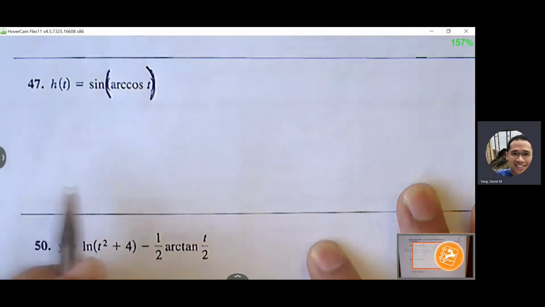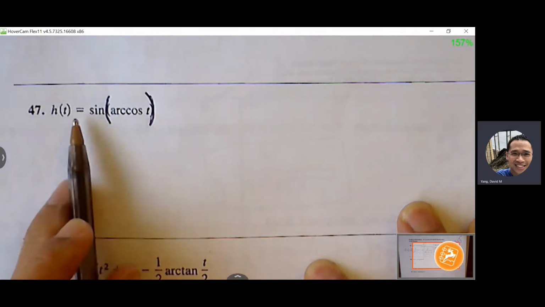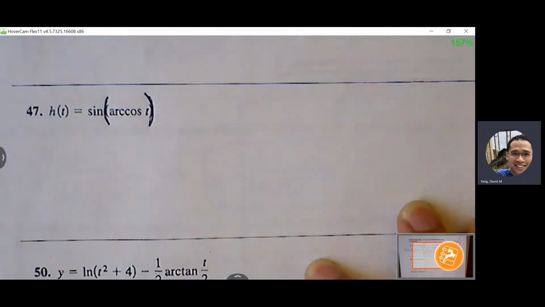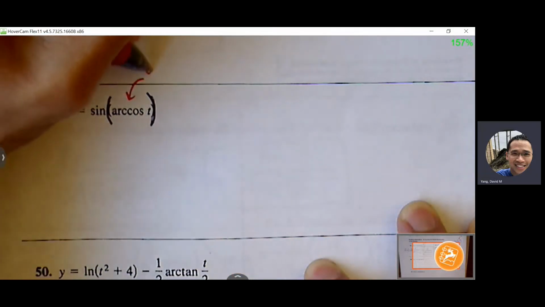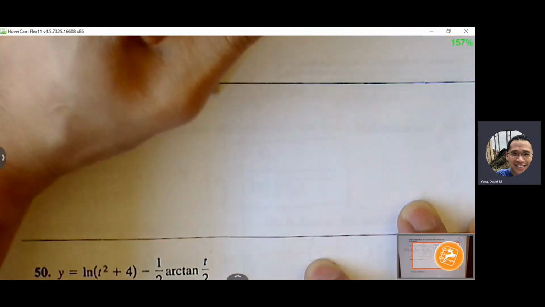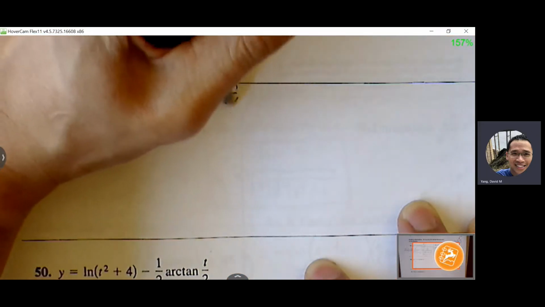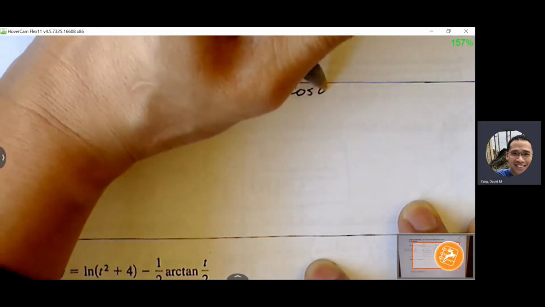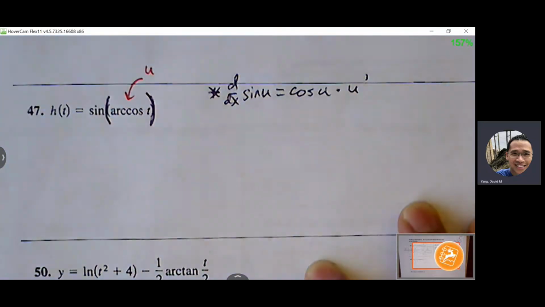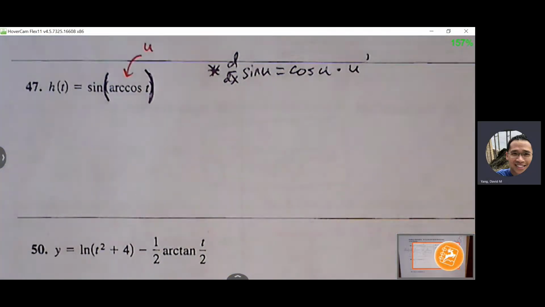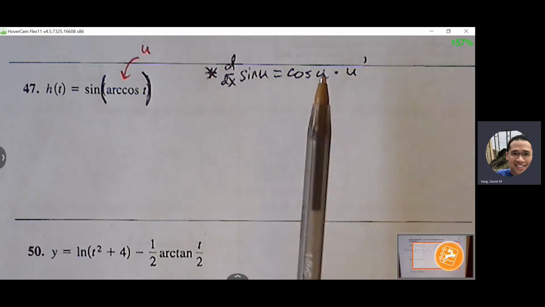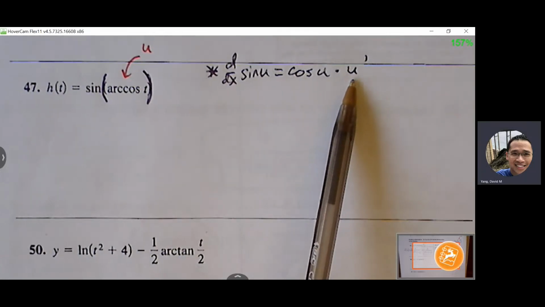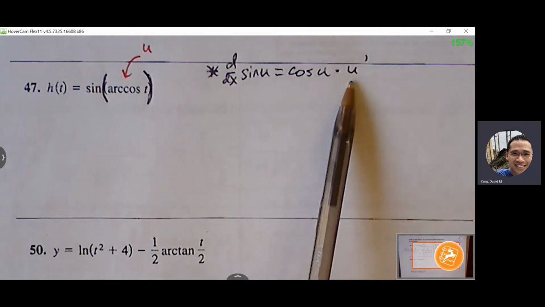So think of this as sine of u, okay? This whole thing is u. This is not sine of x times arc cosine, because it's sine of u. So if you think of this as a u value, then you know the derivative for sine of u is cosine of u times u prime, right? So just follow that rule then. Right, cosine of the original parentheses times arc cosine's derivative, and arc cosine's derivative, you can rely on the rule above.